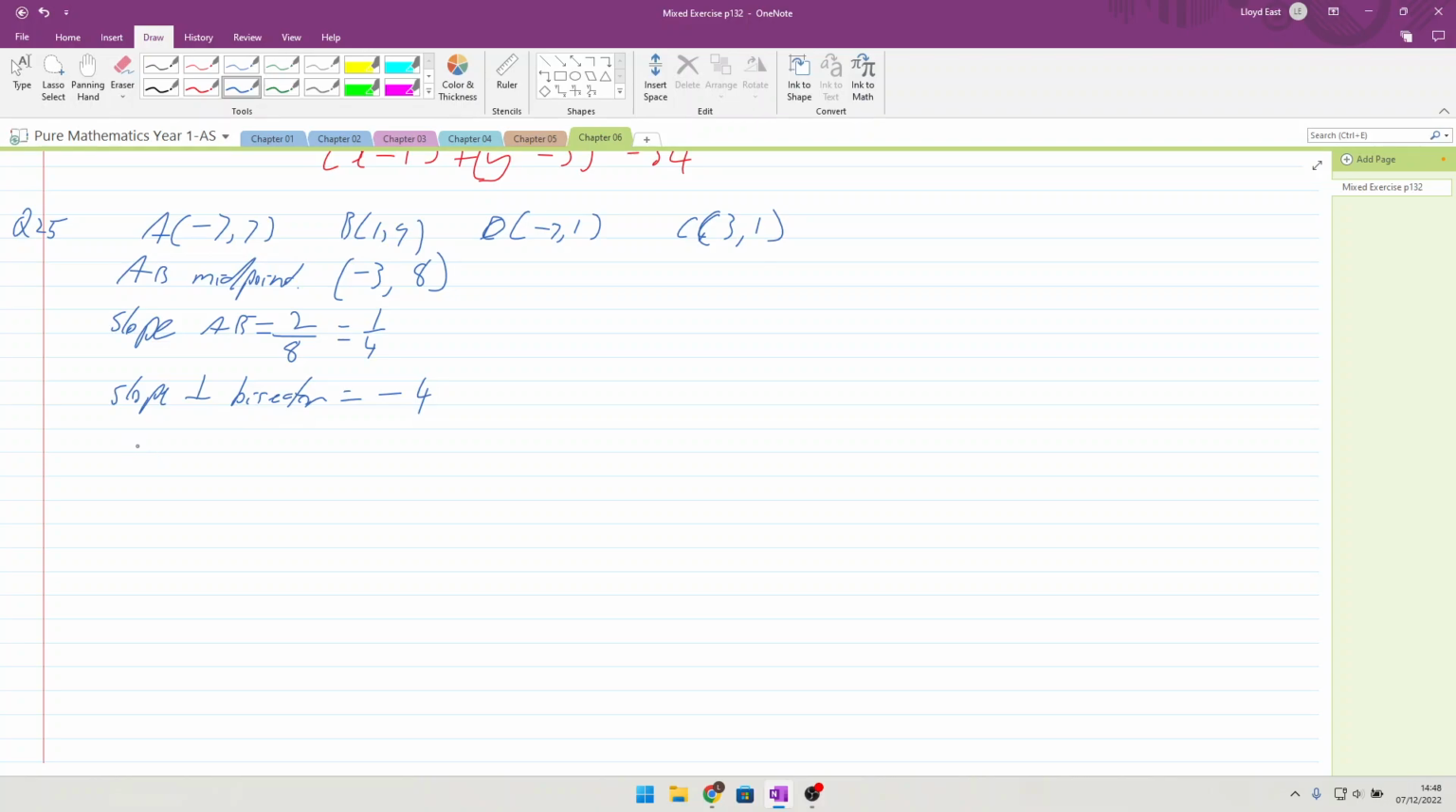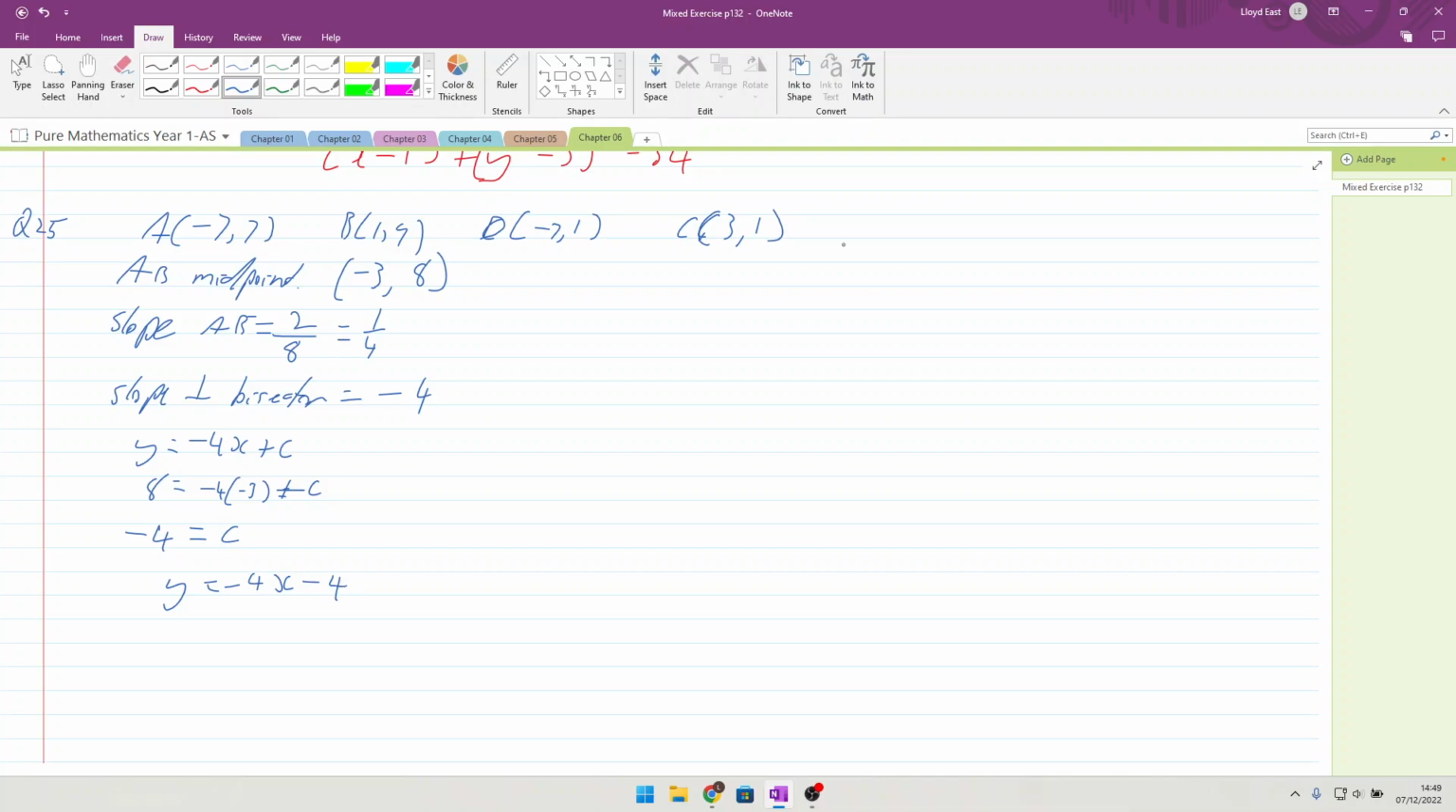Now that we've got that, we can say that y equals minus 4x plus c. We know a point on this bisector, i.e. (-3, 8). Stick that in so we can find c. So we get 8 equals minus 4 times minus 3 plus c. 3 fours are 12, and it's positive, so 12. So minus 4 when you bring it over for c, giving you an equation of the perpendicular bisector of AB as y equals minus 4x minus 4.